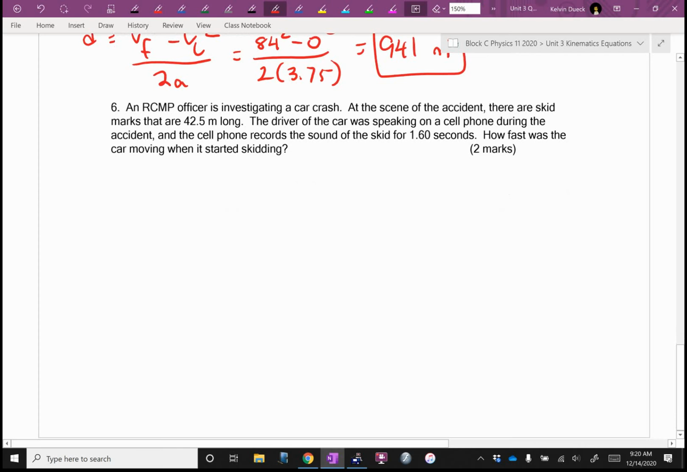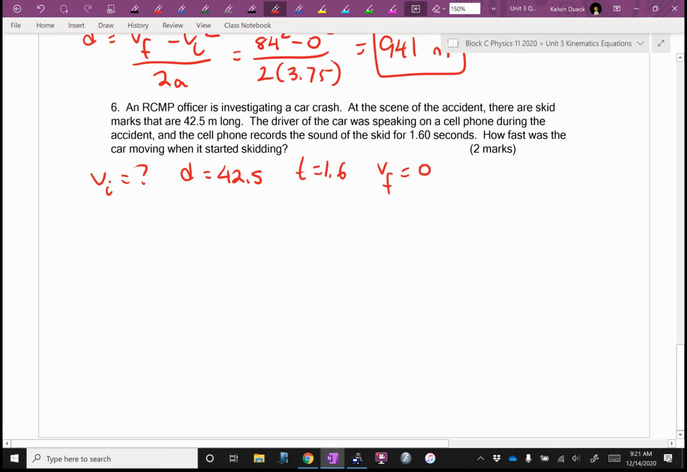RCMP, how fast was the car moving when it started? You know what? This wants me to find VI. There's definitely a distance of 42.5. Looks like there's a time of 1.6. Oh, that's only two things. I need three things to find the fourth. What's zero? In any car accident, the final velocity is zero, because I don't think there's a car accident that's still going on somewhere.